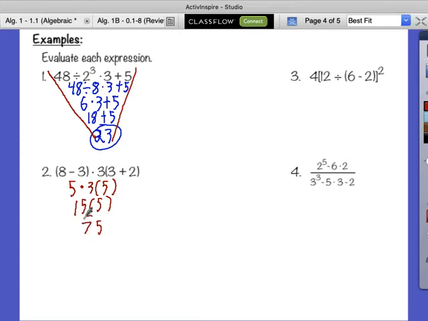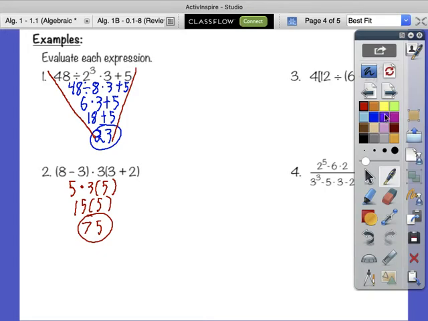75. Very good. So 75 would be our answer here. Any questions on that one? Okay. And if you like the funnel, this one is another funnel problem here.